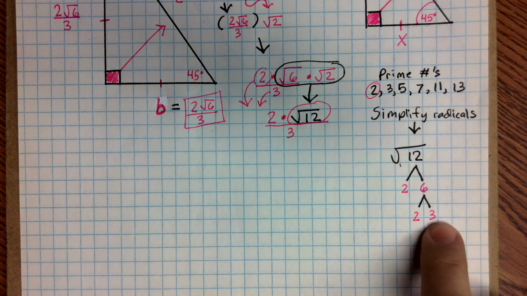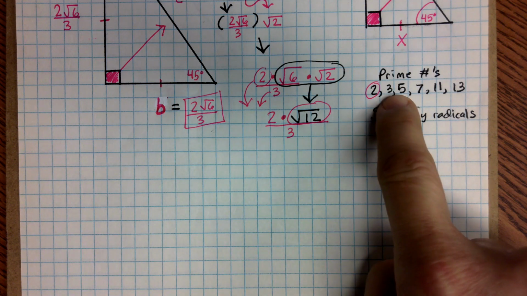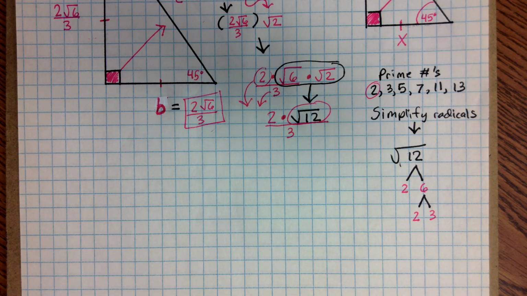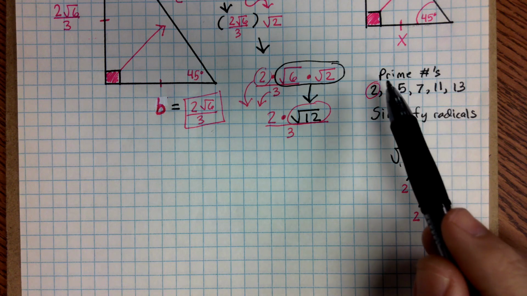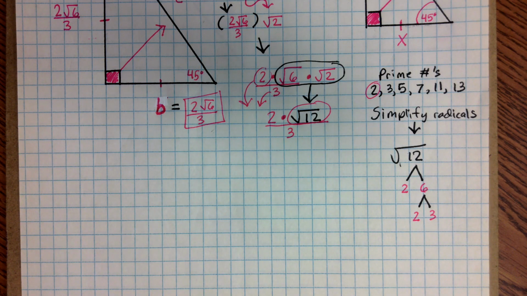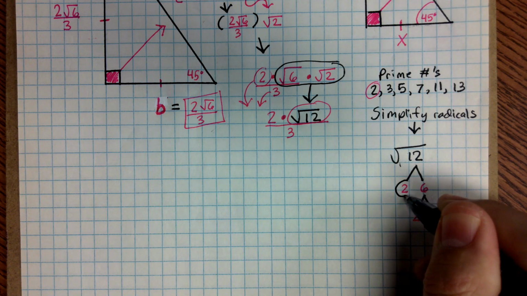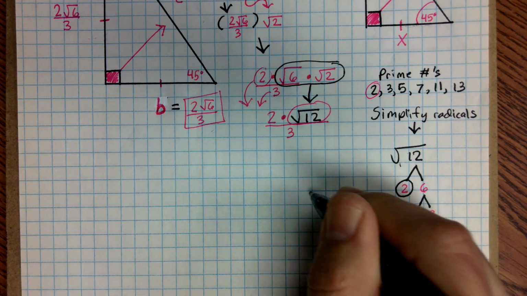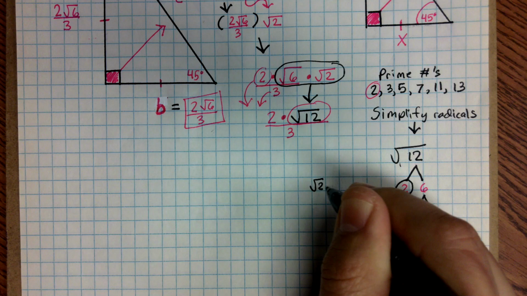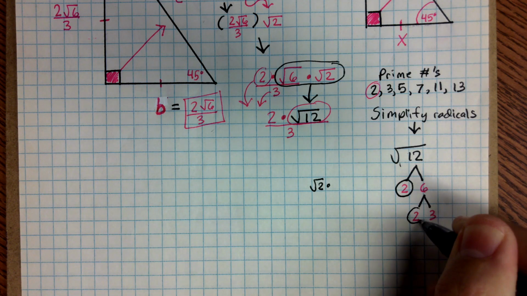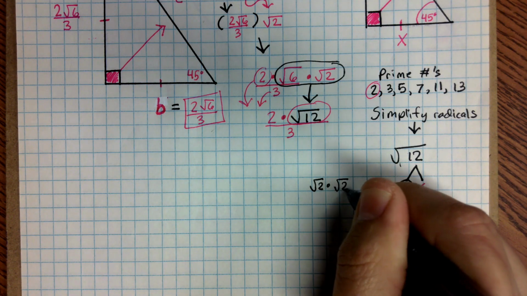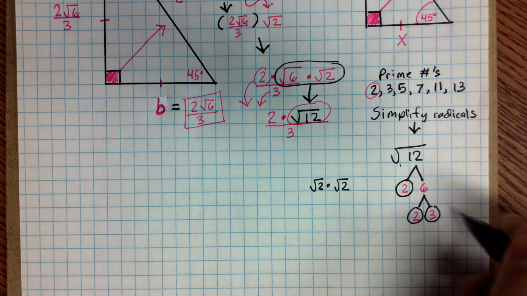Now, notice I did get a prime number on the bottom right. I got a 3. 3 is one of my prime numbers. I know that I can stop, because we can always stop whenever we either hit a prime number or a perfect square. So I'm going to go ahead and circle what we have and rewrite it. So I currently have square root of 2 times another square root of 2 times the square root of 3.